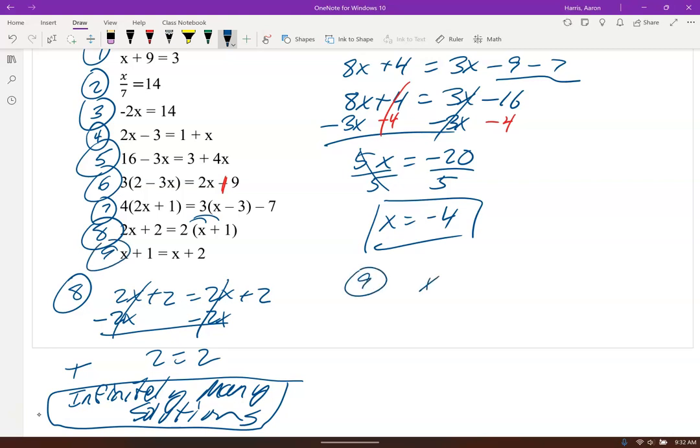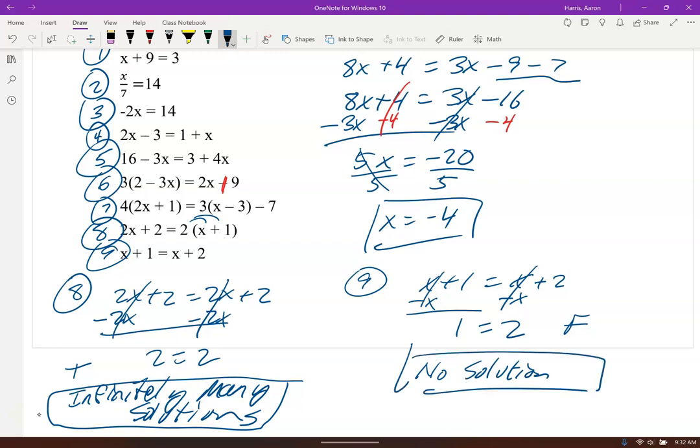All right, let's do number 9. So what happens when you get something that's false, like this, 1 equals 2? Well, that's false. That means there's no solution. It doesn't matter what x value you pick, it always gives you a false statement. So there actually is no solution at all.